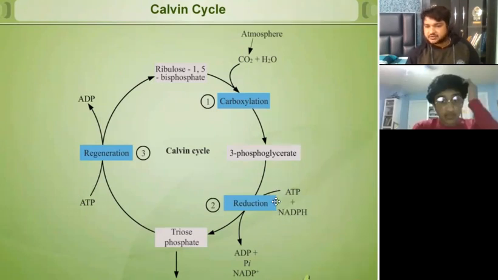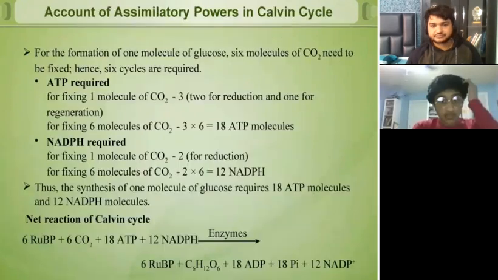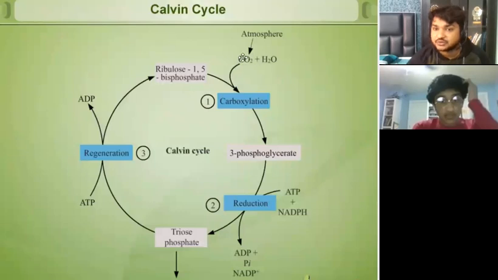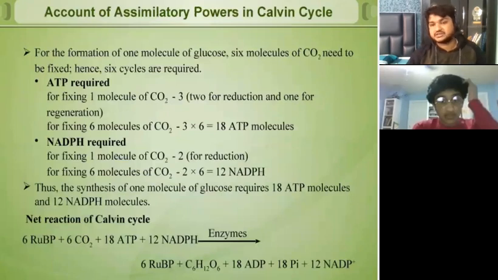So this energy, ATP and NADPH, is coming from the light reaction. Very good. So this is the Calvin cycle. Finally, for the formation of one glucose, I told you already, how many CO2 will be needed? You need six, because you are running the cycle 6 times. Of course you need six molecules of CO2. That's why in the reaction, you always write six CO2.